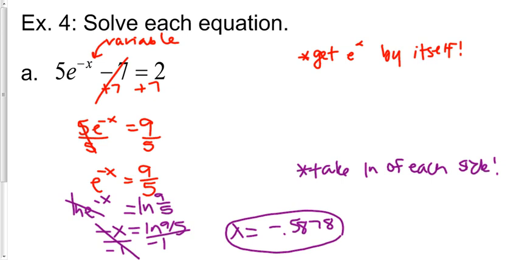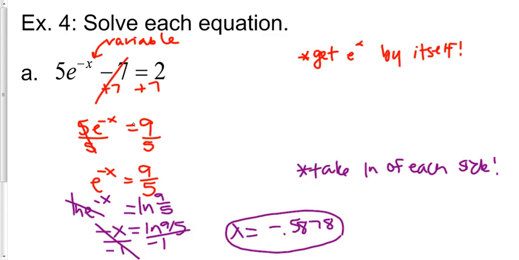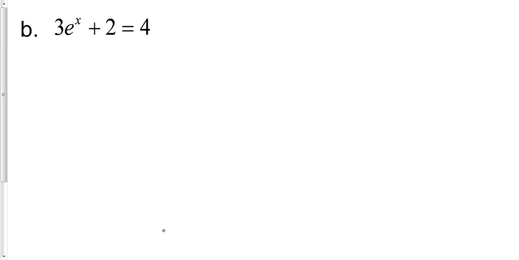Okay, so to review, we want to get down to this point here where you've got e by itself. Then we're going to use rule number 1. Let me go back to these facts. You can take the ln of each side, cancel out the ln of e, and you're left with the power. So that's what I did here down in purple. I took the ln of each side, ln of e, they undo each other. They're inverse operations. So I was left with negative x equals the ln of 9/5, and that I could solve for x. Let me show you another example.